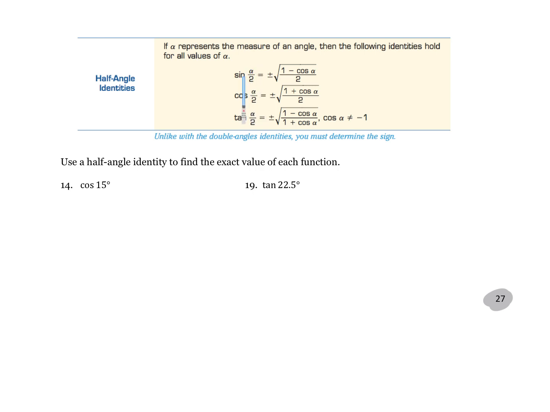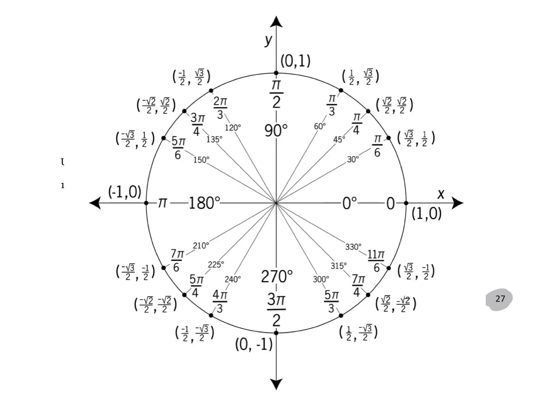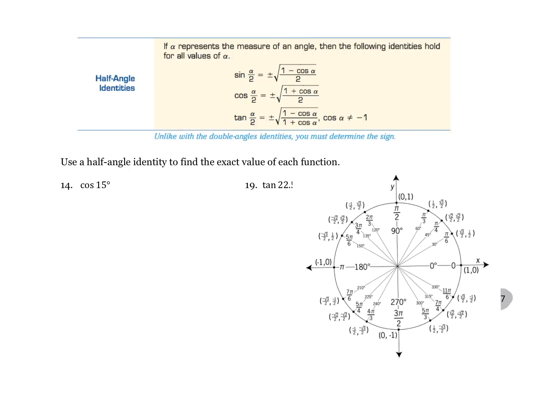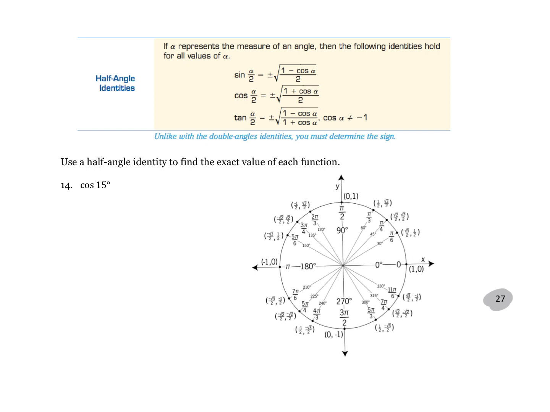What is this saying? This is saying the sine of an angle alpha divided by 2. Because, correct me if I'm wrong, is 15 degrees on my unit circle? No. But is 30 on my unit circle? And is 30 divided by 2 the same as 15? So can I say, we're gonna do 14, can I say that the cosine of 15 degrees is the same as the cosine of 30 over 2? 30 over 2 is just 15.